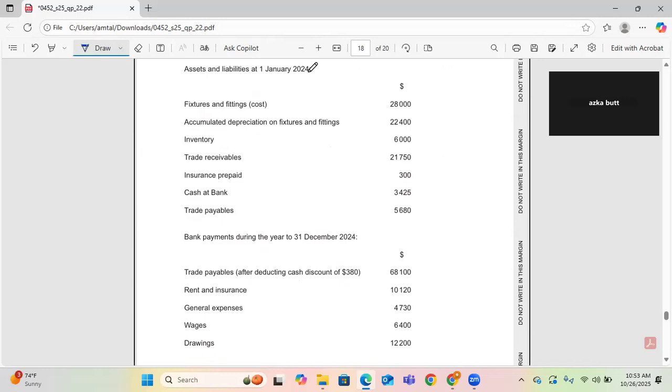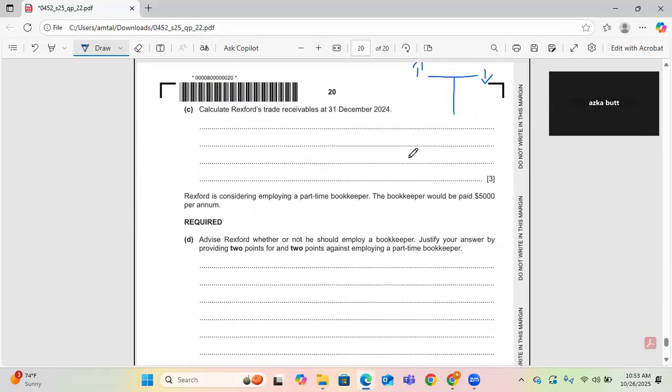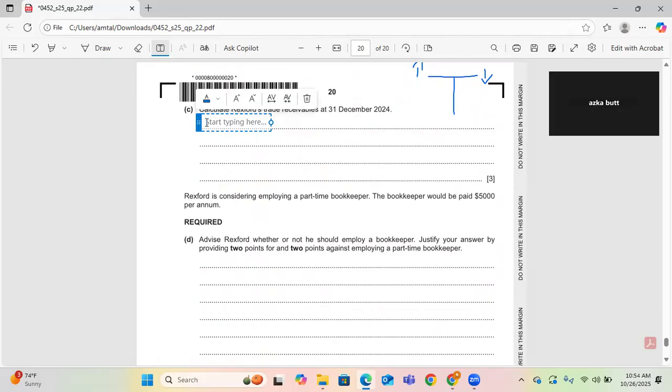As you can see, this is the 1st January 2024 assets and liability balances. So we have the trade receivable at the start. That is 21750. This is the opening one. So it should be right here on the debit side. 21750. Basically, we need to find out the ending year trade receivable, 31st December.